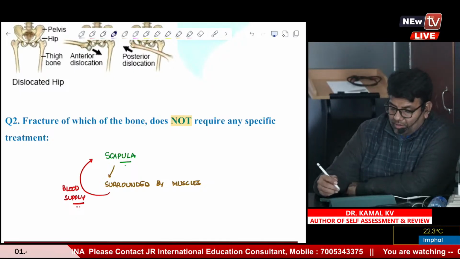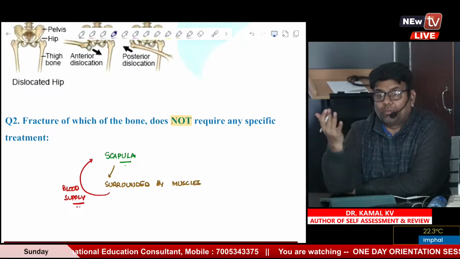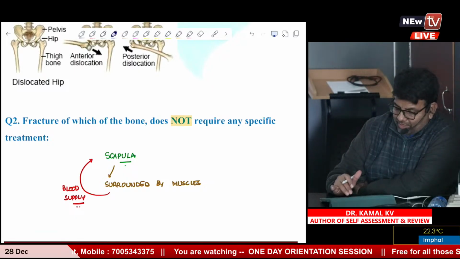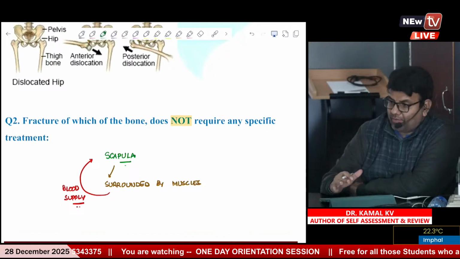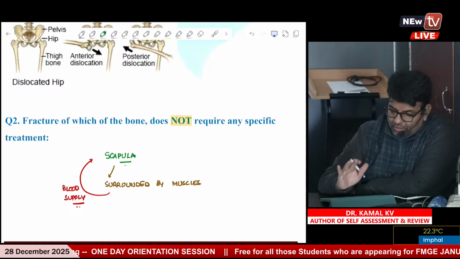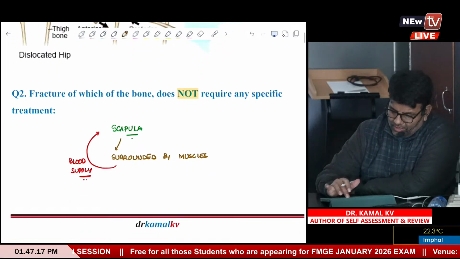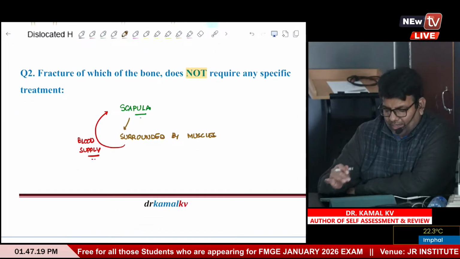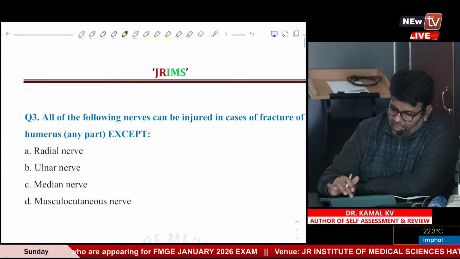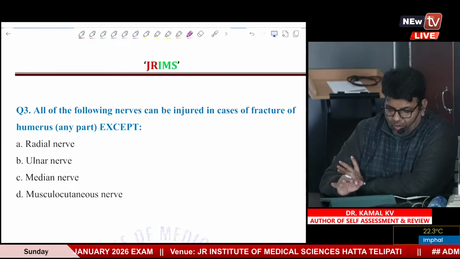So therefore, if you see fracture femur, it is all surrounded by muscles. A bone that is surrounded by muscles is presumed to have rich blood supply and therefore good union. So for fracture scapula, we don't worry too much, and we are very sure that after 7 to 10 days, it will start uniting. Then this question is very commonly asked.